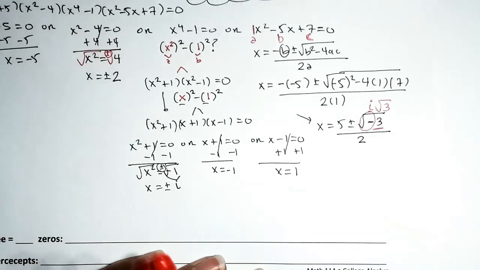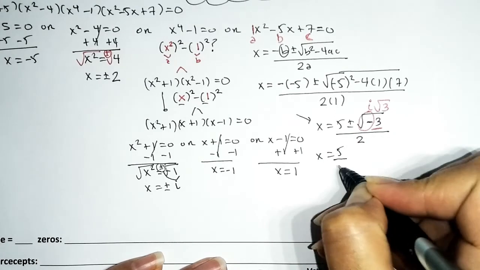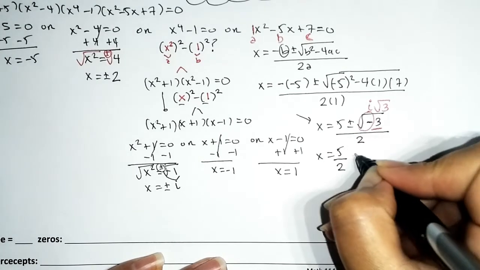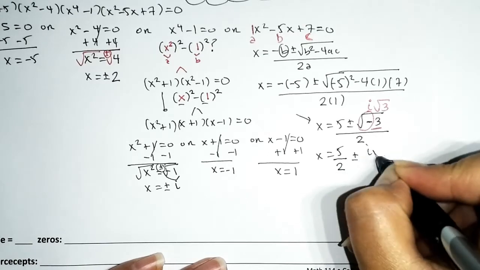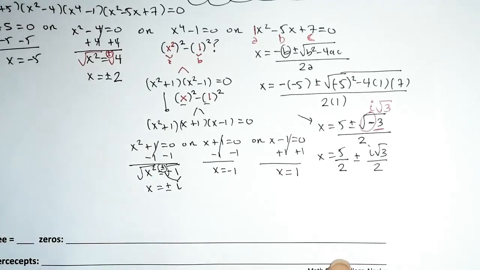So the first term is 5. Then we have a fraction bar, so let's divide it by 2. Then we're going to add or subtract the second term, also divided by 2.